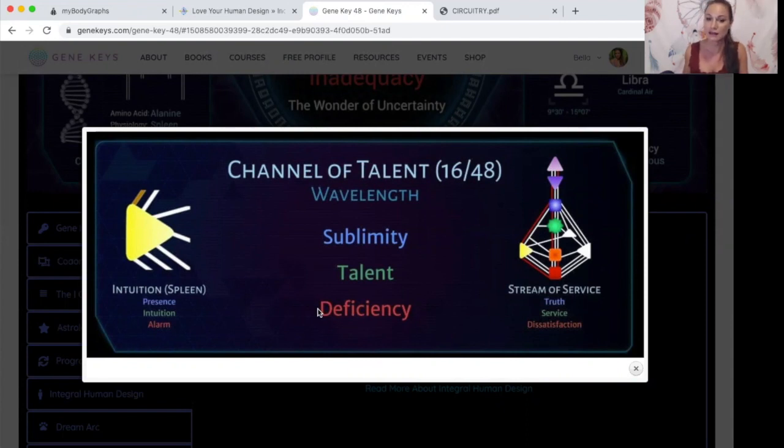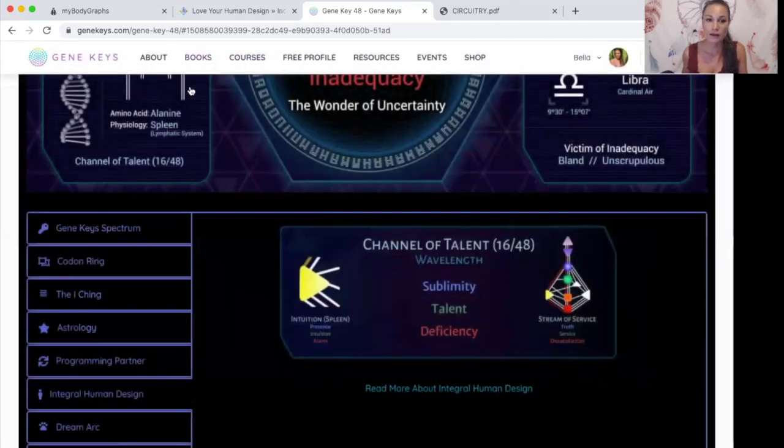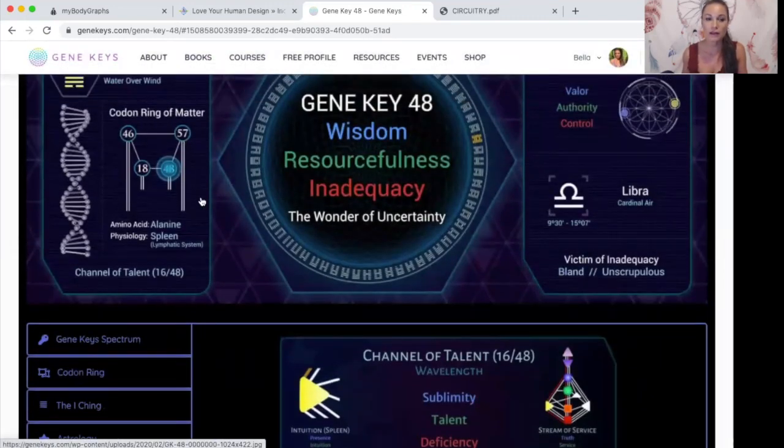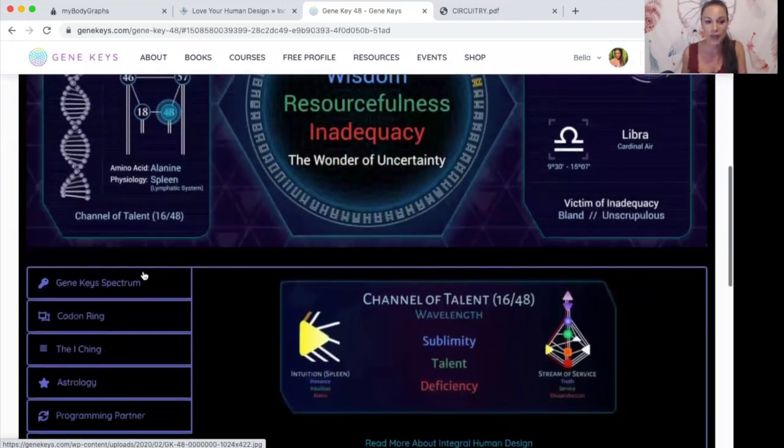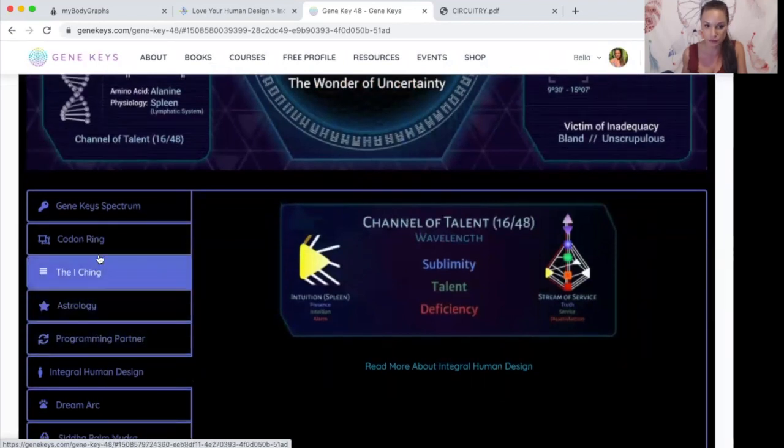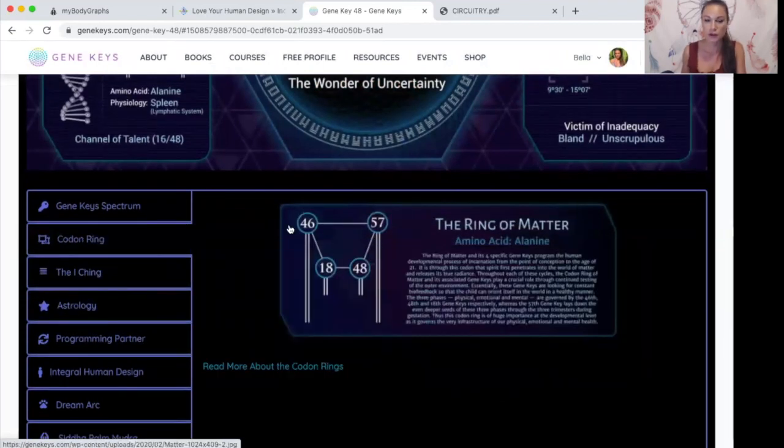And it has to do with the collective. It is a stream of service that we see here in the 16-48. And what I feel is interesting, right now we are in the coding of matter, and those gene keys are going to come after each other in the transits. So we were in the 46, then the 18, then the 48, and then the 57. So this 46 is programming the SQ, the 18 is programming the IQ, the 48 is programming the EQ, and the 57 is programming the core.